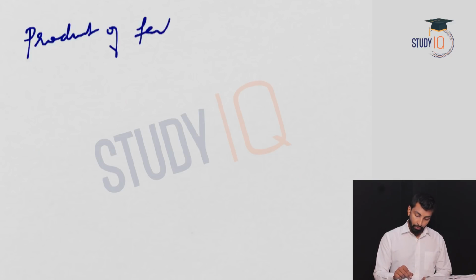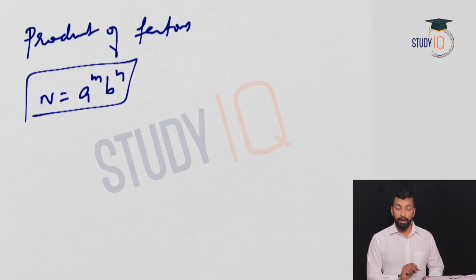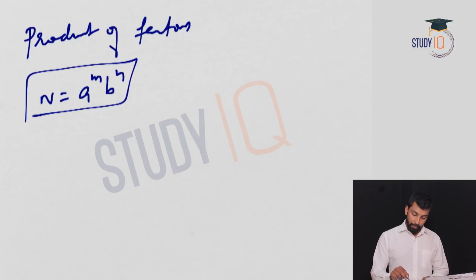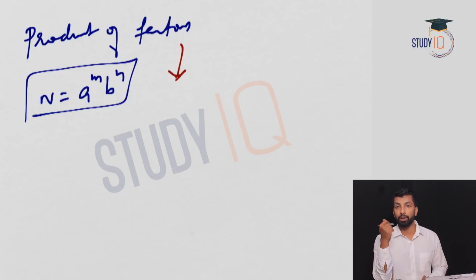Now similarly, next question is product of factors, right? So product of factors. See, if you can write N as a raised to m, b raised to n. This is your N, right? So product of factors will be, now the formula looks very difficult, but I'll try to simplify it so that you will not forget it.